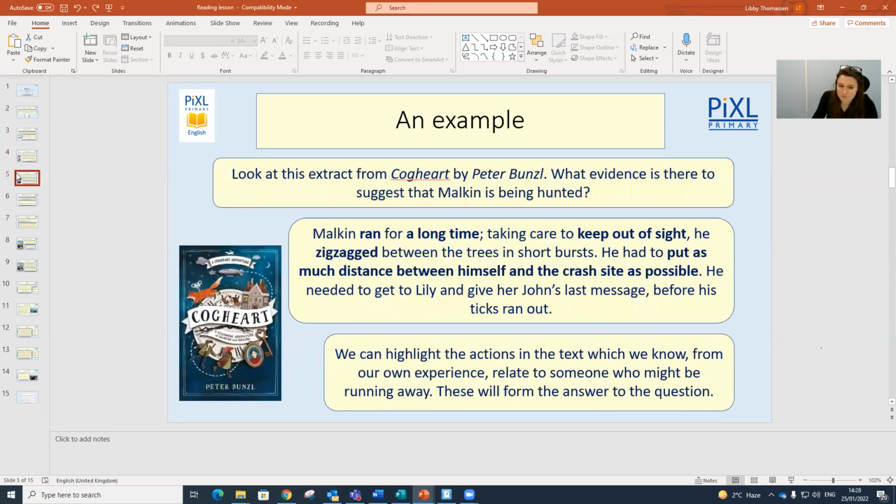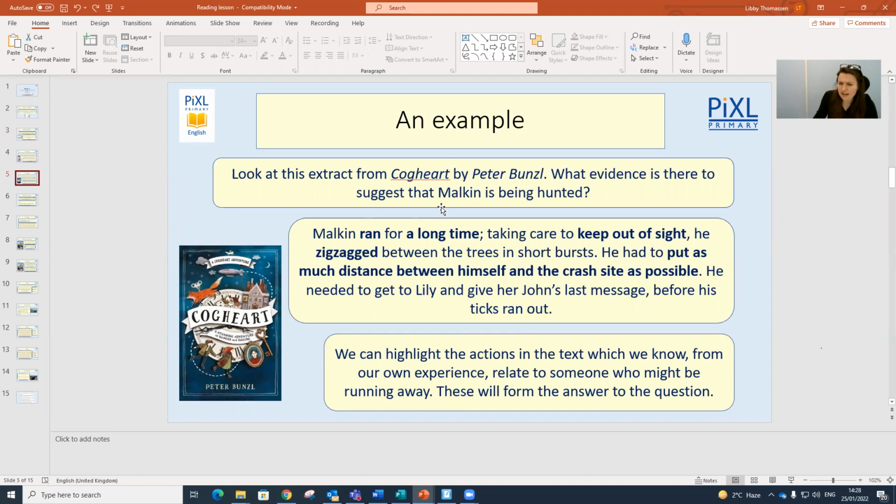Here's another example. Malcolm ran for a long time, taking care to keep out of sight. He zigzagged between the trees in the short bursts. He had to put as much distance between himself and the crash site as possible. He needed to get to Lily and give her John's last message before his ticks ran out.